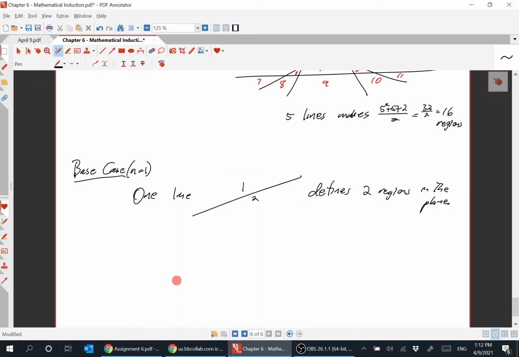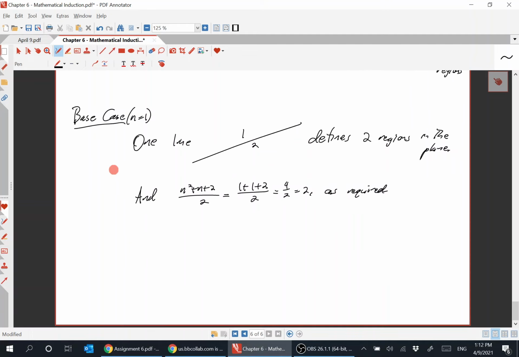Clearly, right? And n squared plus n plus 2 over 2 is 1 plus 1 plus 2 over 2, which is 4 halves, which is 2. Right? As required. And geometrically, 1 line will make 2 regions of the plane. Of course, these lines stretch infinitely in each direction, but you have to imagine that. So 1 line defines 2 regions in the plane, and n squared plus n plus 2 over 2 for n equal to 1 is 2. So they're the same. Induction step.